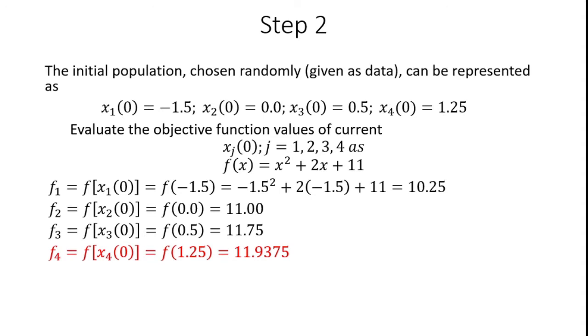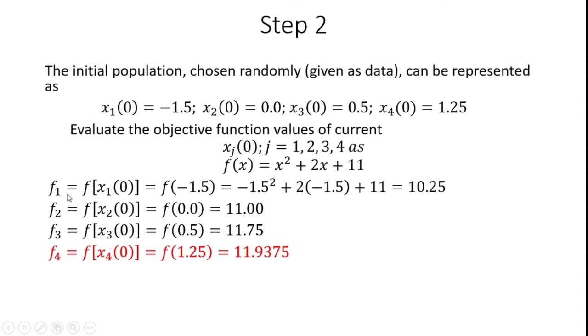Now evaluate the objective function values of the current population. We have to substitute these values into our objective function. Because the population size is 4, we have xj of 0, where j equals 1, 2, 3, 4, and our objective function as per the problem is f(x) = x^2 + 2x + 11. So I identify the objective function values of the given particles by substituting x1, x2, x3, x4 into that equation.